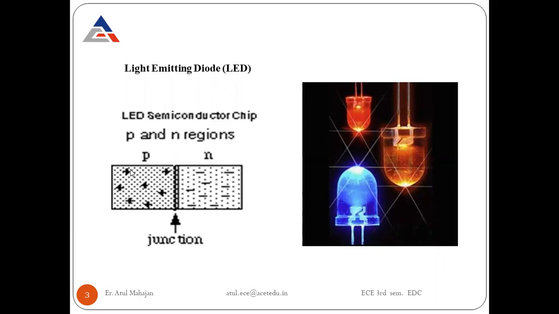And the N region comprises electrons, where there is a majority of electrons and a minority of holes. In the P region, we have a majority of holes and a minority of electrons. That is what is actually happening in the P and N regions of your LED. These are the LED diodes which are used here.